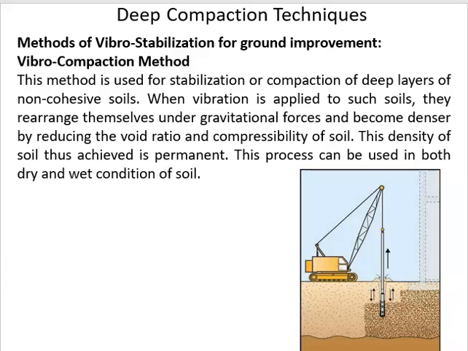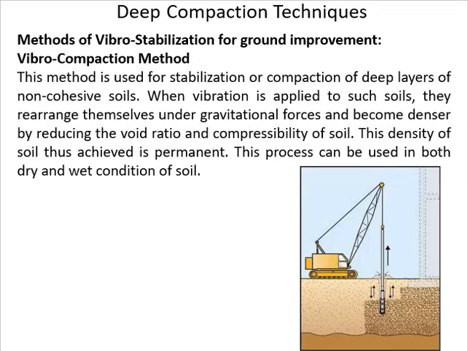The vibro compaction method is used for stabilization or compaction of deep layers of non-corrosive soils. The vibrating unit, which is called a vibrofloat, of length around 2.1 meter, is attached to a pipe which is lowered into the ground gradually up to the desired depth. Due to this vibrating effect, the void ratio of the soil decreases and density increases. This process can be used in both the dry and wet conditions of soil.